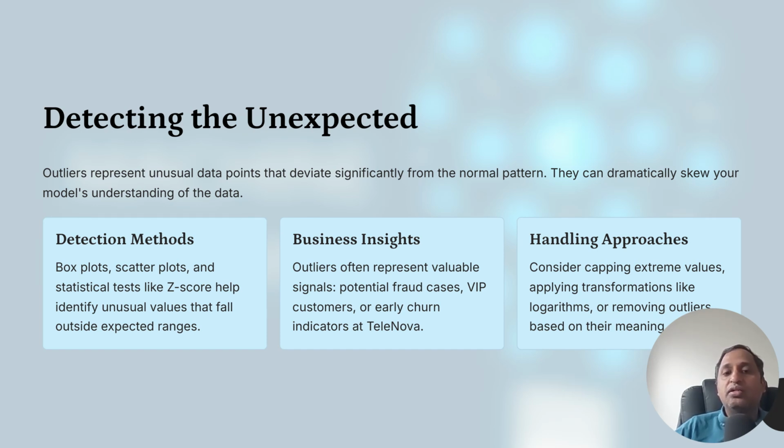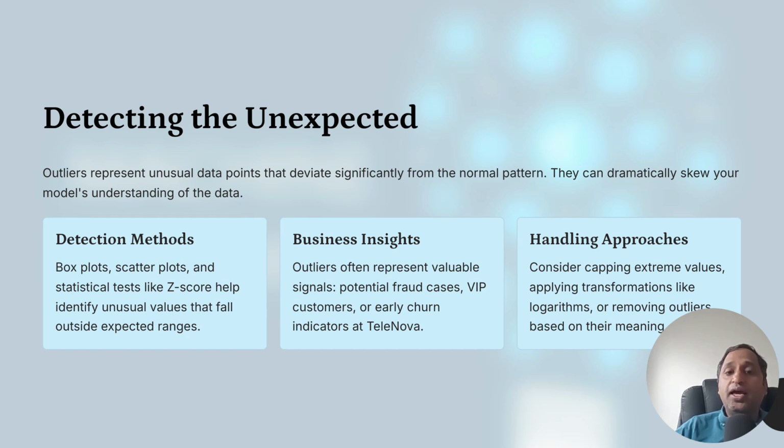In business context, they can represent valuable edge cases like fraudulent transactions, VIP customers, or early indicators of churn. So for example, take the case of Telnova. A sudden spike in call volume or a major billing error might signal dissatisfaction and could help predict who's about to churn. So once detected, we need to decide how to handle them.